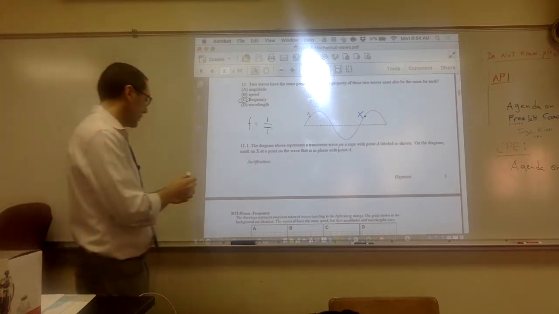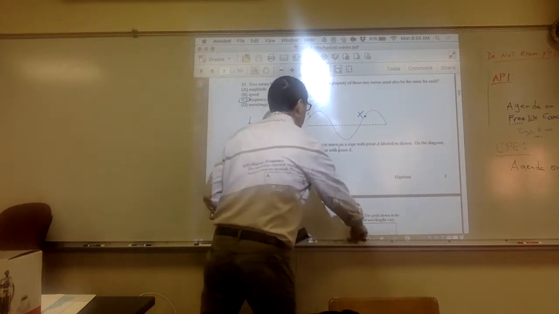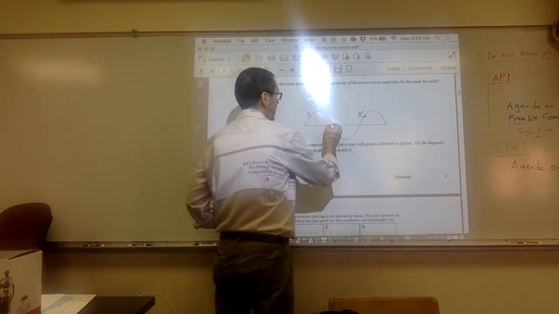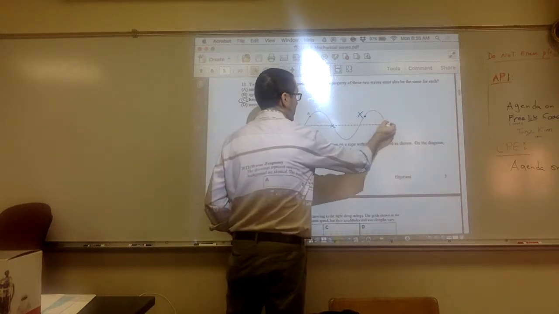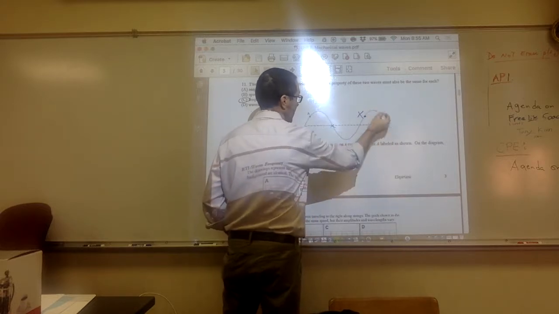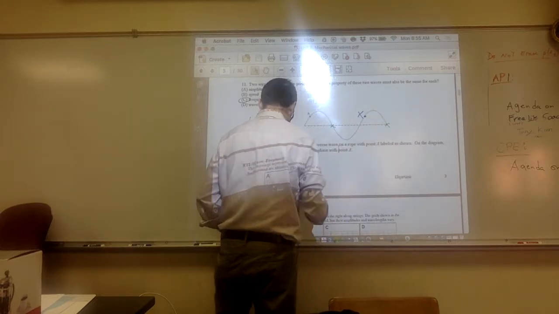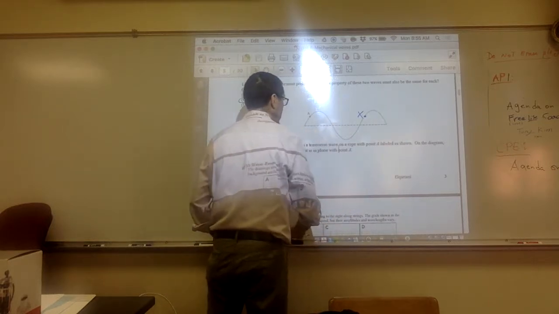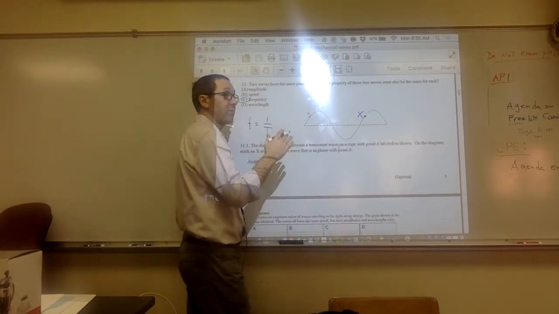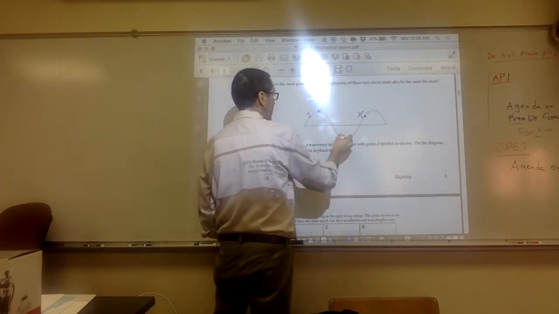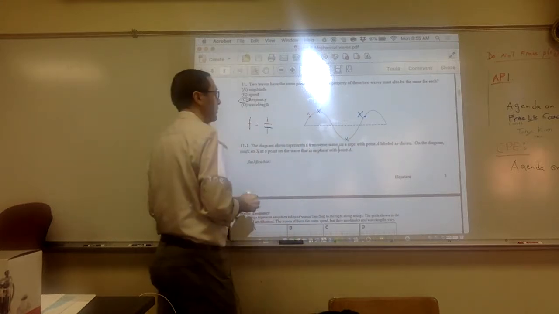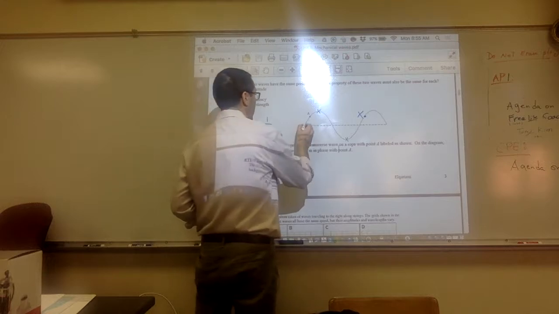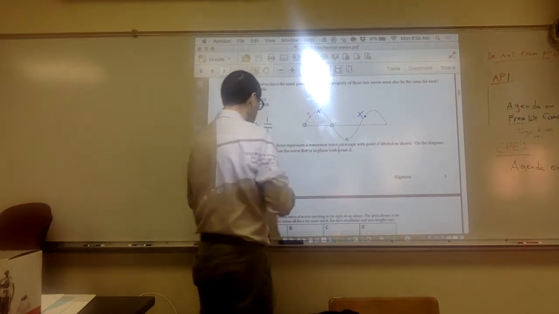So other ones could be this one, okay, with this one. See, this is coming down, this is coming down. Those two are in phase. If you're looking for things that are out of phase, meaning a difference between them is half a period or half a cycle, you've got those two right there, okay? Or you can have these two right there.